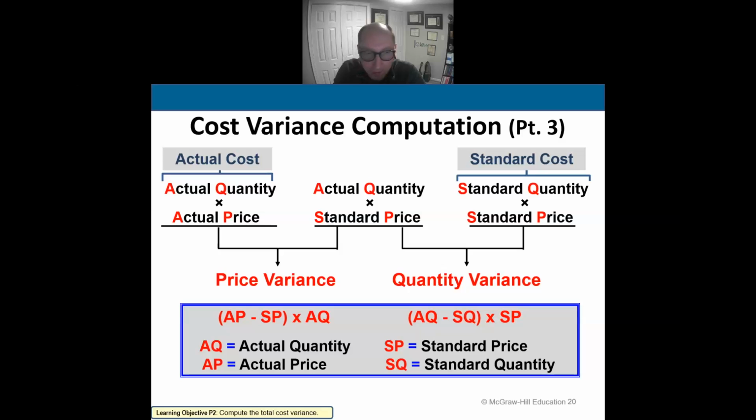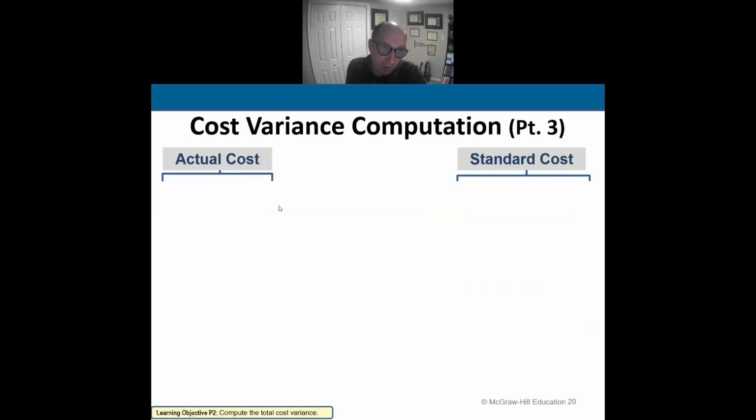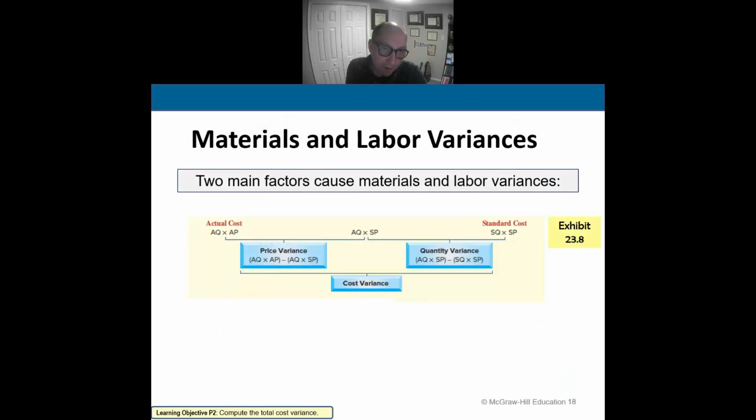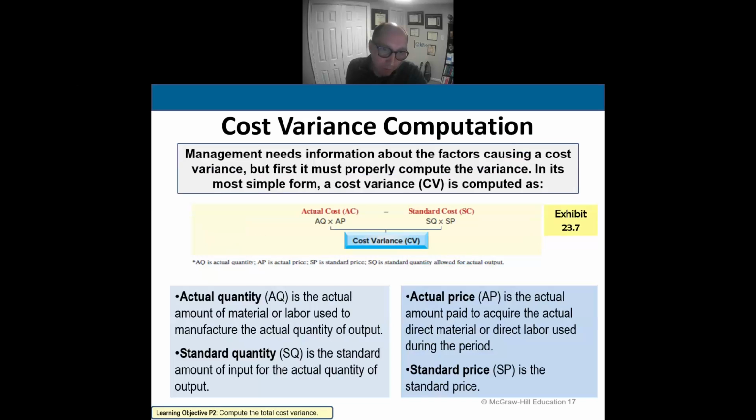So let me try to simplify it even further. When we first started our conversation on variances, I'm just going to go back a little further. We talked about this simple formula up here to find the cost variance. First we find the actual cost and the standard cost. The actual cost is the actual quantity times the actual price. It's pretty straightforward. We got the actual cost from doing that.